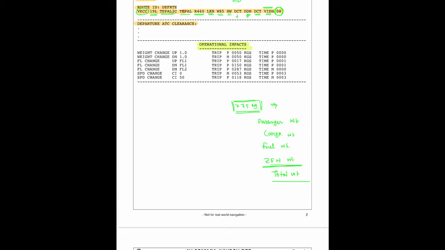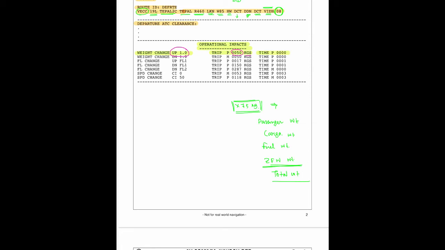Now the weight change factor is up 1.0. Up means the weight is greater than 1.0 tons, so the trip will consume plus fuel, meaning greater fuel will be used. Approximately plus 50 kilos of fuel will be consumed by the engines, and the time will be the same. Arrival time and departure time will be the same.